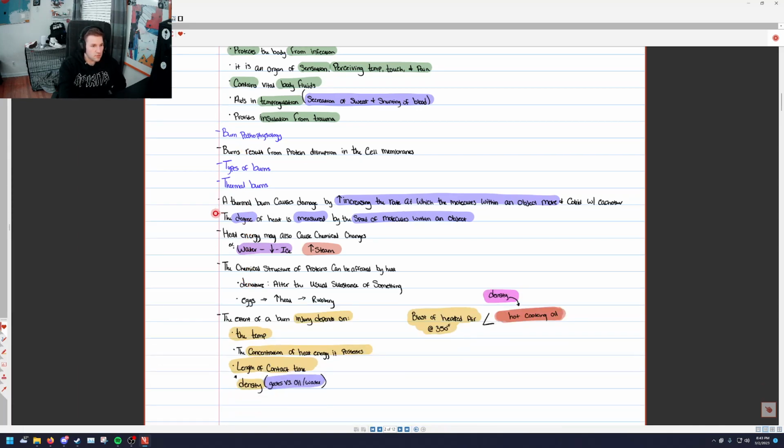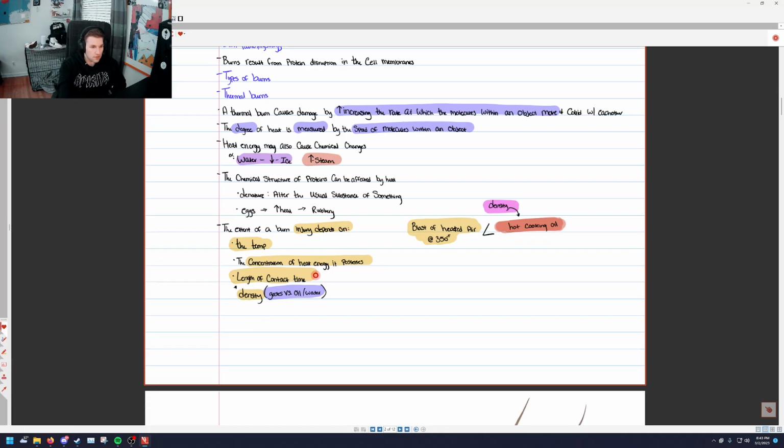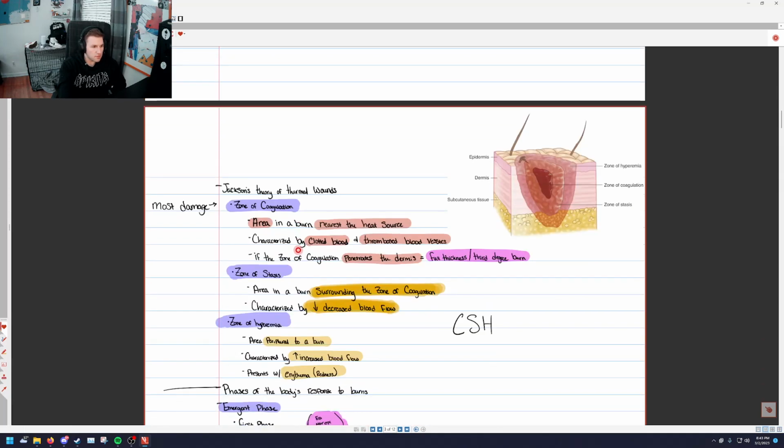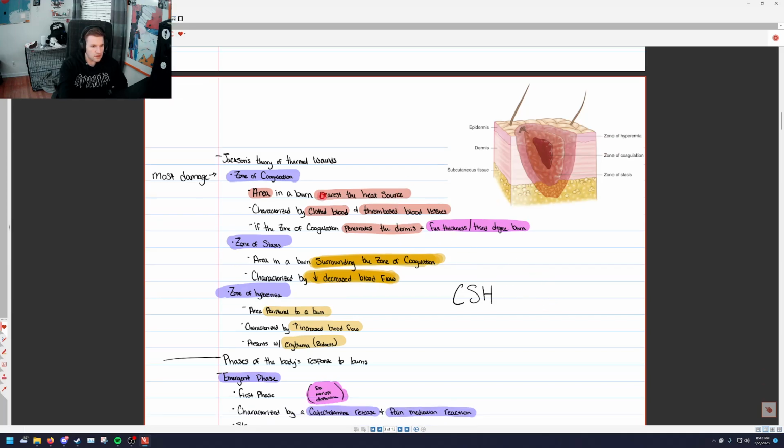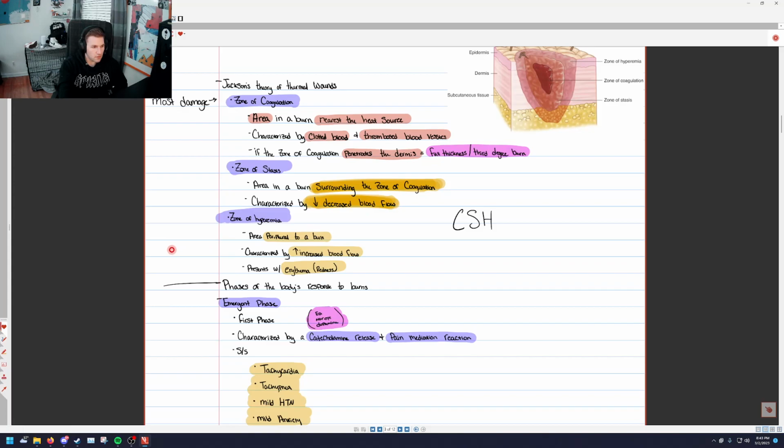So we have things like thermal burns, which I think will be okay on skipping. Zone of coagulation, stasis, and hyperemia. Just know those if you need to. Go ahead and pause this if you need to review over it.